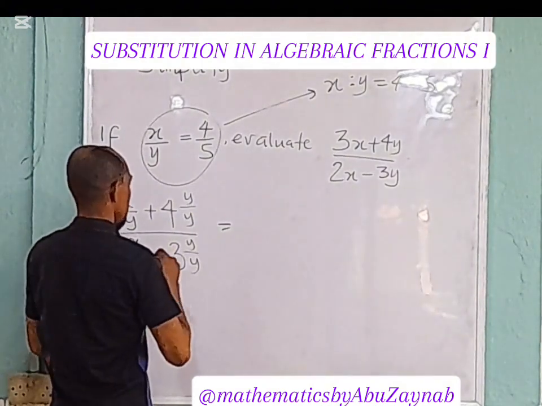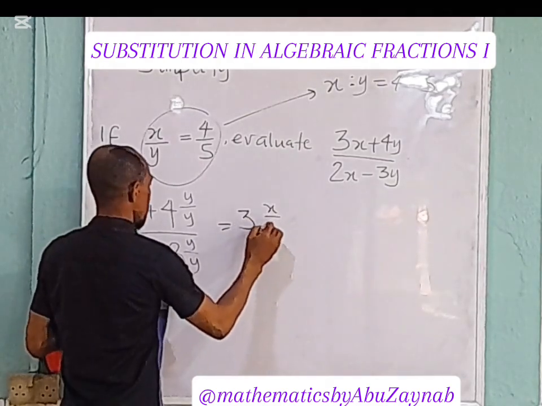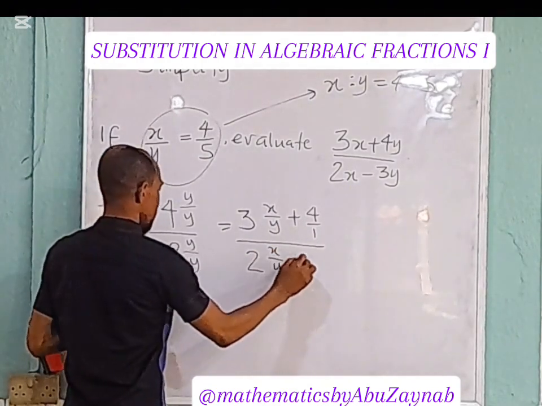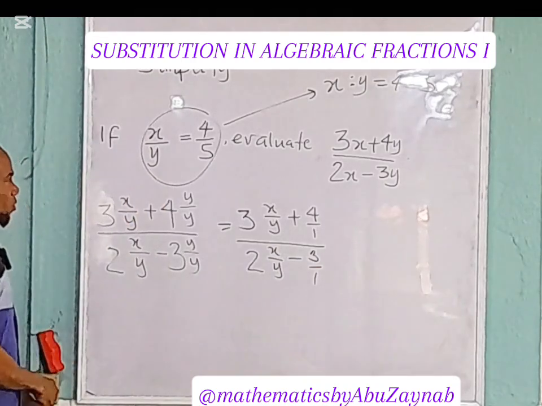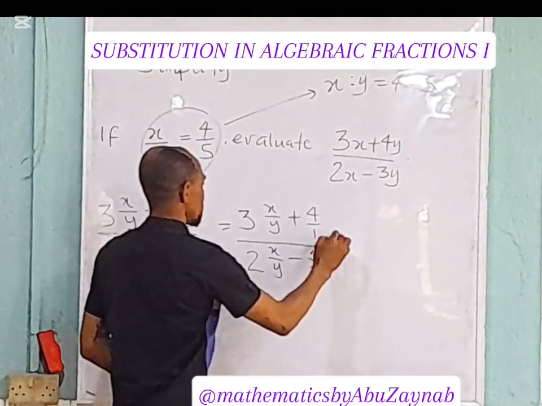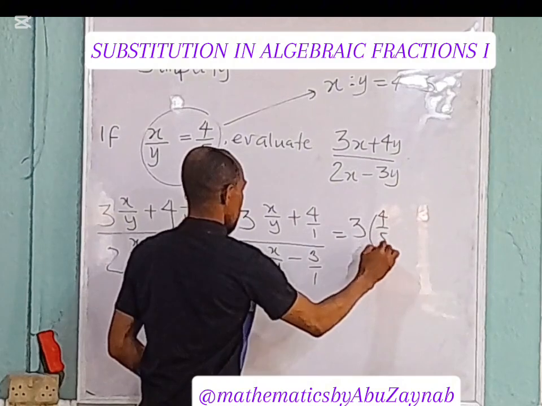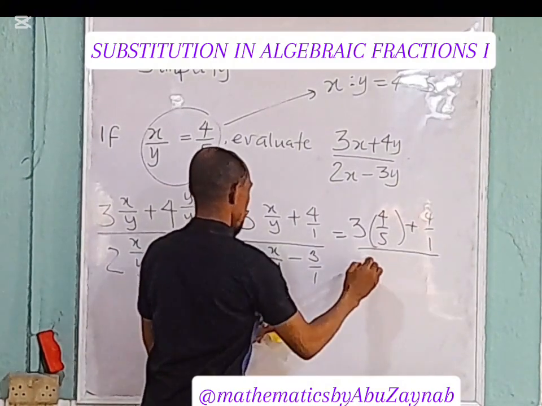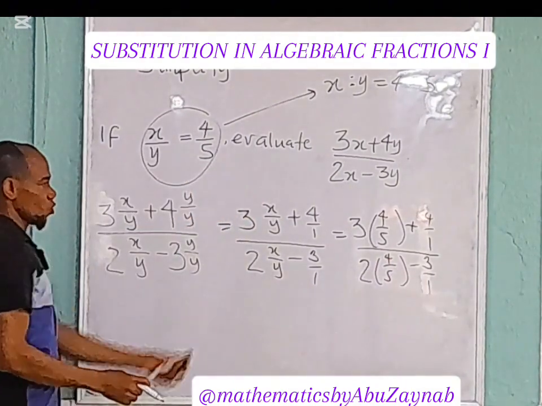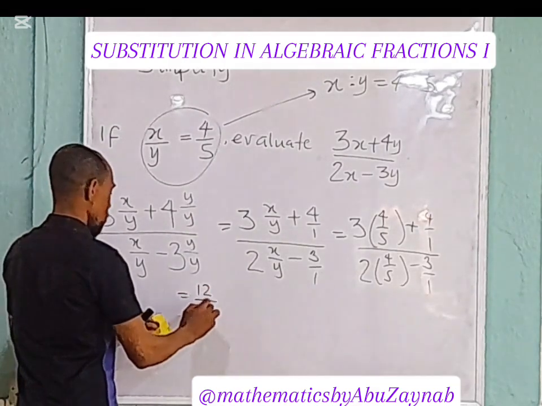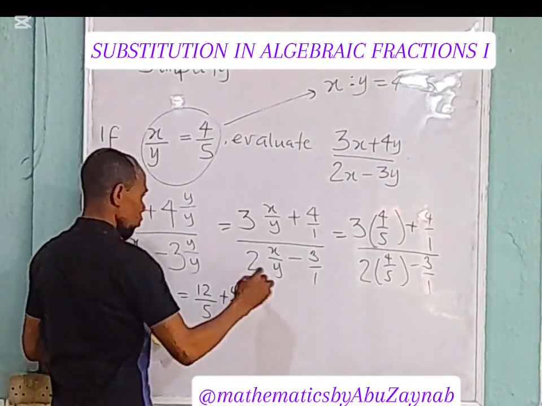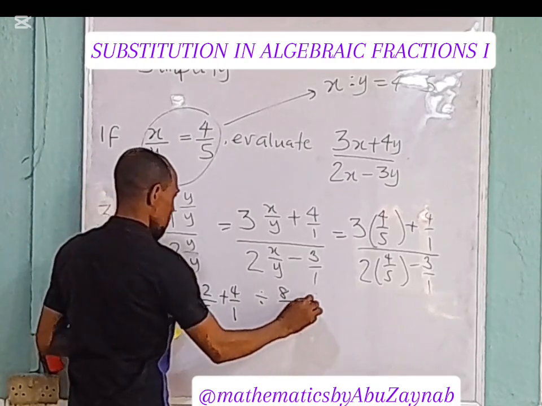So that gives us just 3x over y plus 4 over 1, over 2 x over y minus 3 over 1. So we can now literally lift this x over y, which is 4 over 5, into this position. That's 4 over 5 plus 4 over 1 over 2, 4 over 5 minus 3 over 1. So you can then multiply that to give us 12 over 5 plus 4 over 1 divided by, that's the numerator, then 8 over 5 minus 3 over 1.